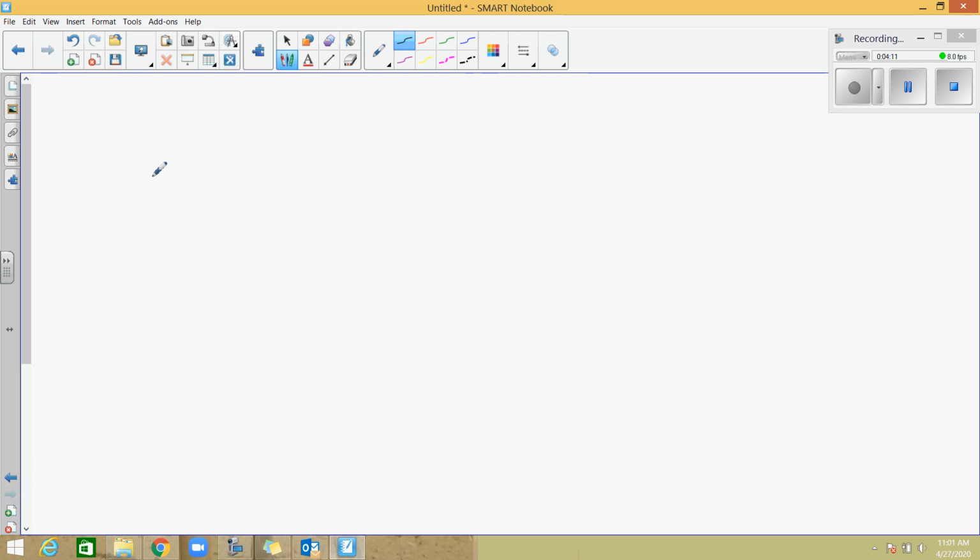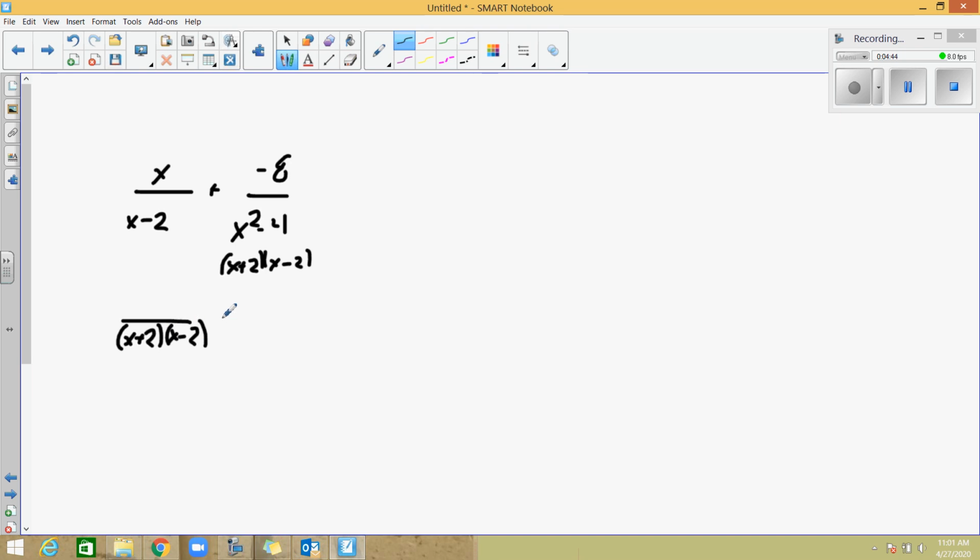Let's try one where we have variables on the bottom. Let's go x minus 2, let's go plus a negative 8, over x squared minus 4. Well, to find my common denominator here, I have to be able to factor. So this is a difference of squares, going x plus 2, x minus 2. So my common denominator here is all my factors. I have an x plus 2 and an x minus 2, highest exponent of 1 each. So I'm just going to put my common denominators on everything, plus 2, minus 2.